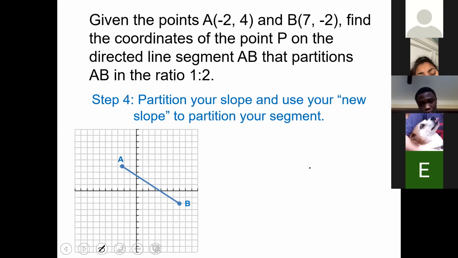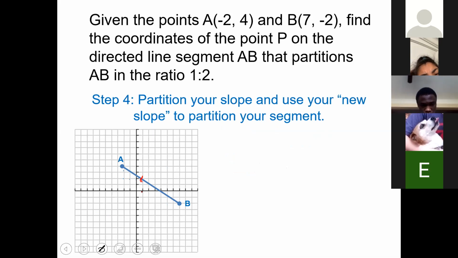All right, but hang on. So it says partition your segment. Use your new slope to partition your segment. So what that means is I'm going to go down 2 because that's my rise. I'm going to go down 2, 1, 2, and I'm going to go over 3. 1, 2, 3. And that puts it right there. So let me put it, instead of blue, right here in red. There's my first point.